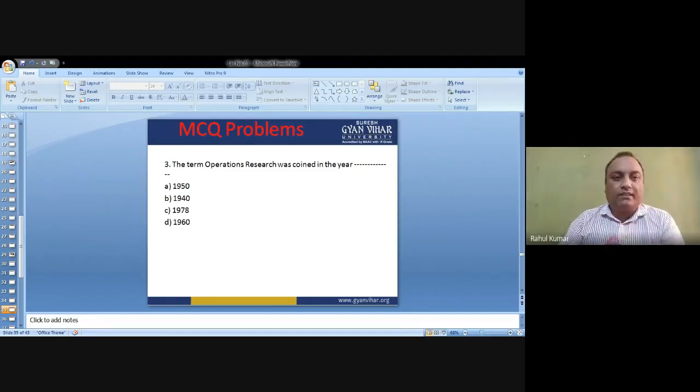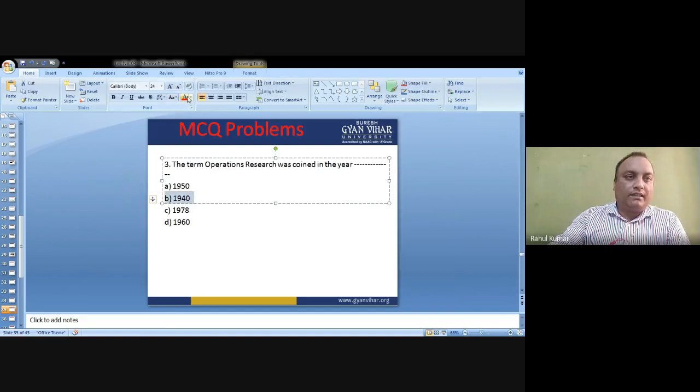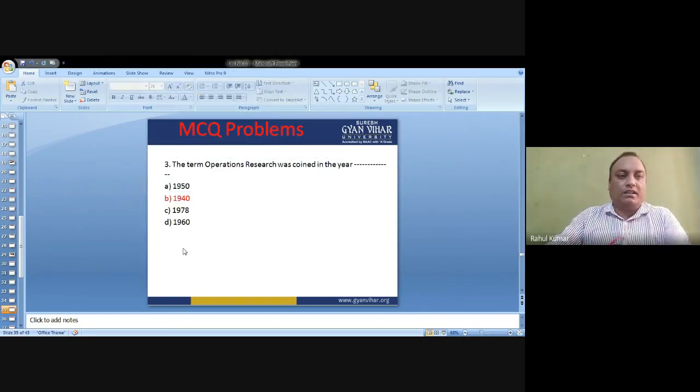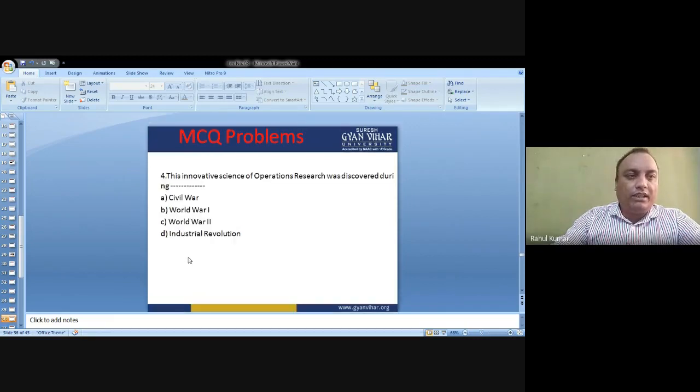The term operation research was coined in the year 1940. This is the correct answer for this question, right? The correct answer for this question is 1940. And then move to the fourth question.